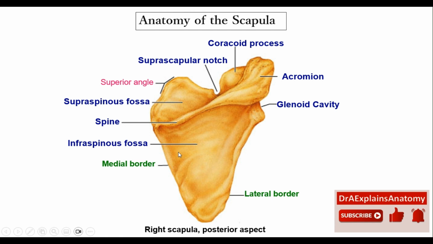So don't confuse the three fossas we talked about. The subscapular fossa, which is on the anterior aspect, we have one subscapular fossa, and we have a supraspinous fossa, one superior to the spine, and one infraspinous fossa inferior to the spine.